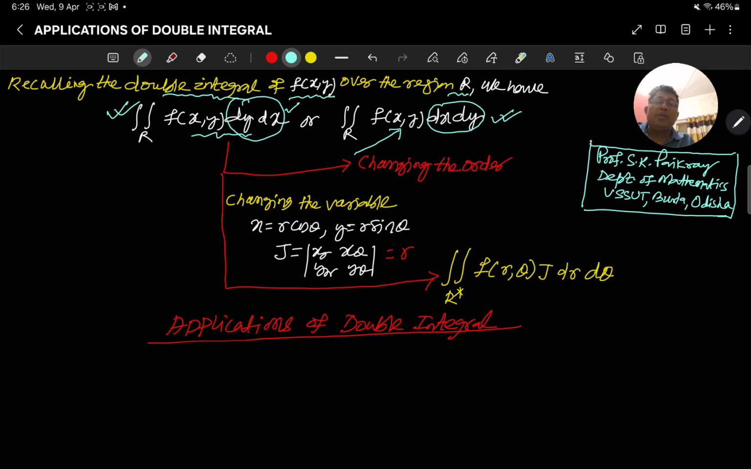Moreover, in some complicated situations, we may also change the variable. If we put x equals r cos theta, y equals r sin theta, accordingly the Jacobian is the determinant of the partial derivatives x_r, x_theta, y_r, y_theta, and it is r. And this integral will be f of r, theta. Now x, y is replaced by r, theta, and some extra thing, this Jacobian J is multiplied, and dr d theta. This representation also gives you the same answer. So this is basically to make the complicated situations easier.